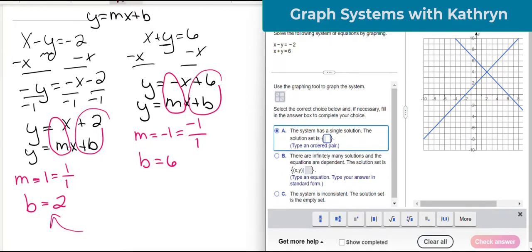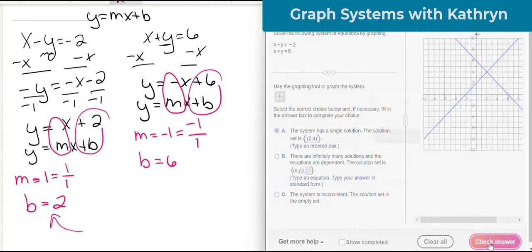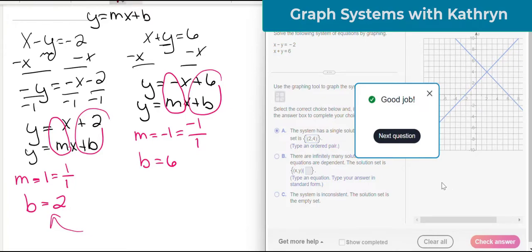Now remember, it's an ordered pair, so we have to do parentheses, 2, 4, and parentheses. If you forget the parentheses, it is wrong. And I note here, type as an ordered pair. An ordered pair is always in parentheses. So let's check our answer. Yay! Good job. Let's try one more.